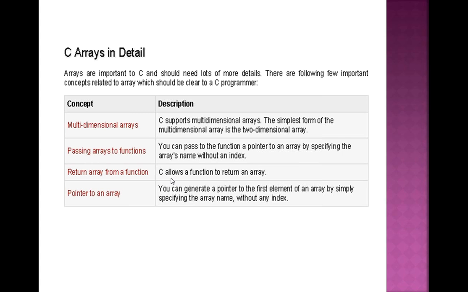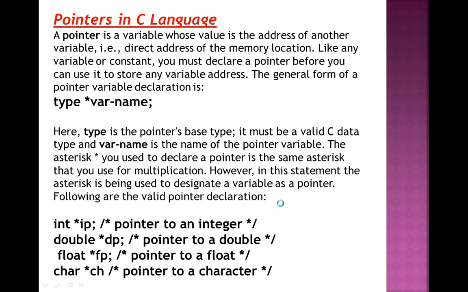Then pointer to an array. A pointer is a variable that stores an address. So we can generate a pointer to the first element of an array by simply specifying the array name without any index.